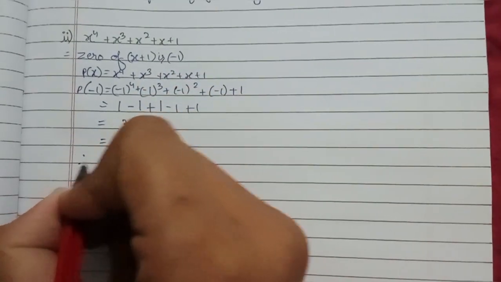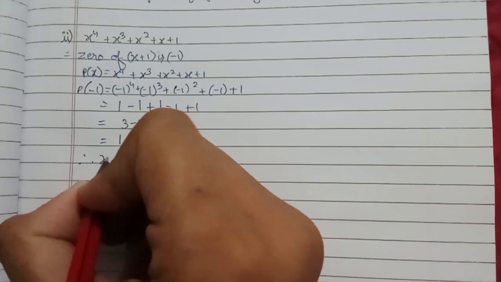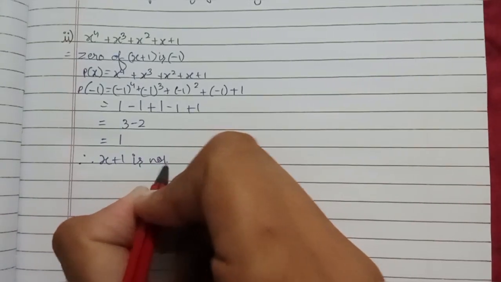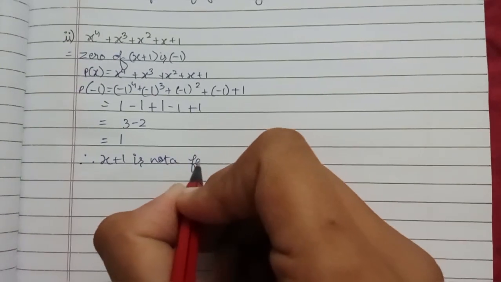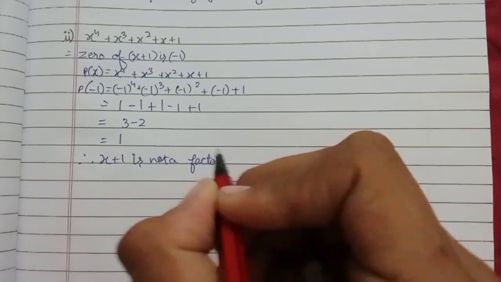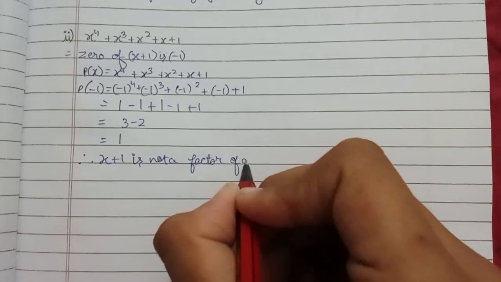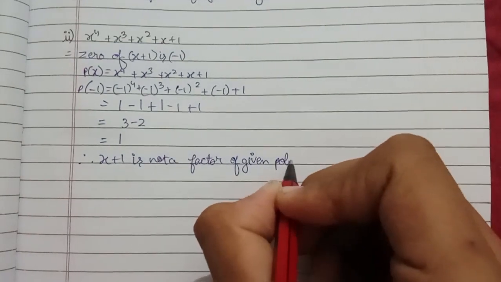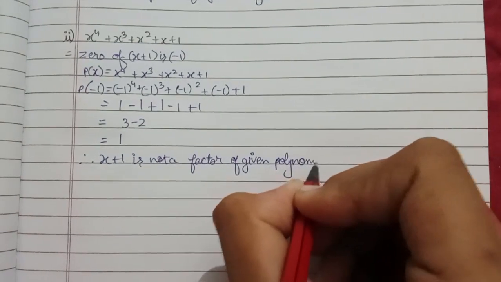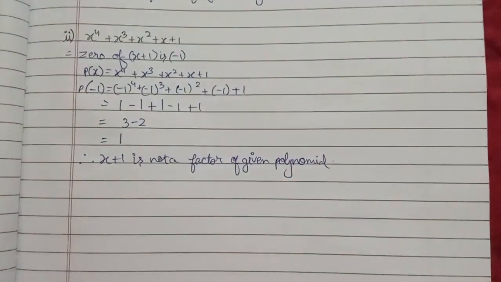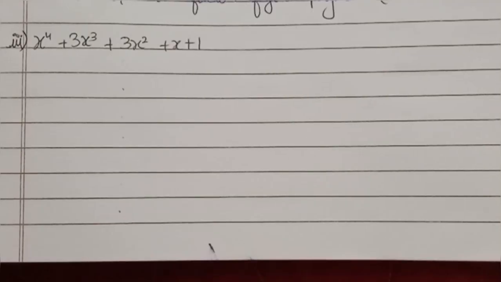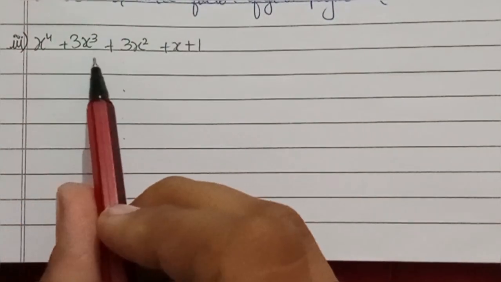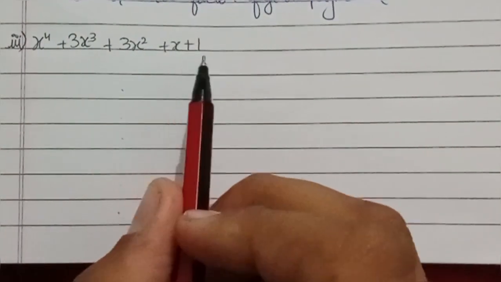So we will write: hence x plus 1 is not a factor of the given polynomial. So now the third part of the first question is x raised to power 4 plus 3x cube plus 3x square plus x plus 1.